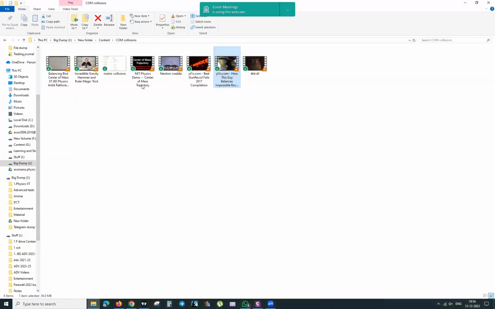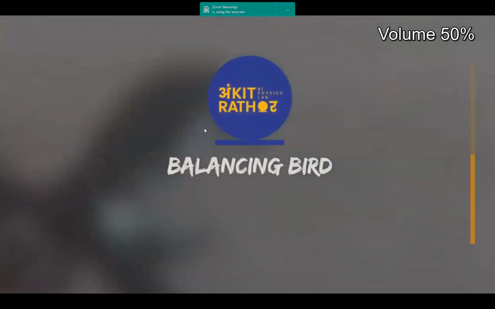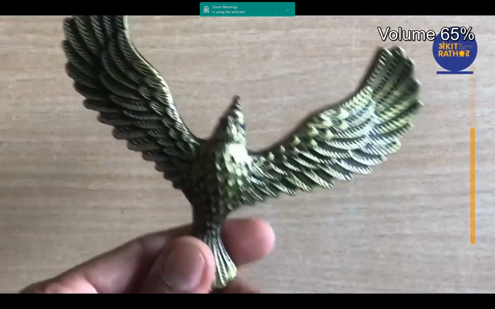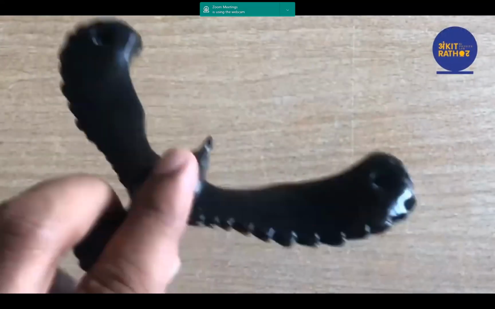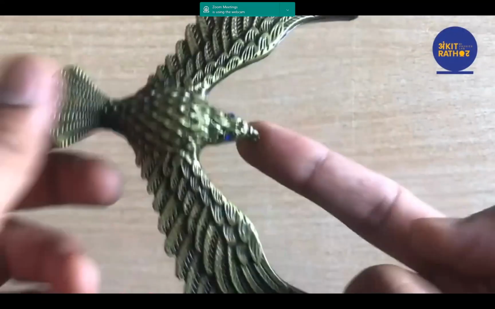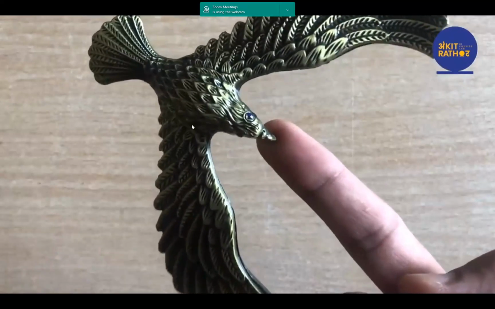So that is one, and I'm sure you must have seen this thing, a balancing board. You'll get it on Amazon for 500 rupees. Do anything on it, it doesn't fall.